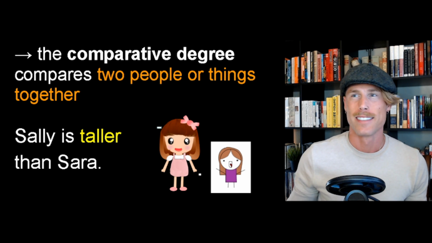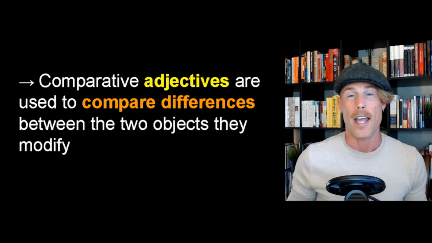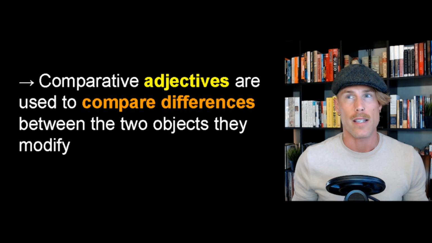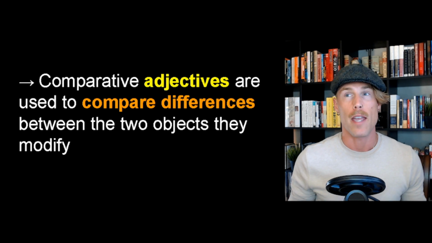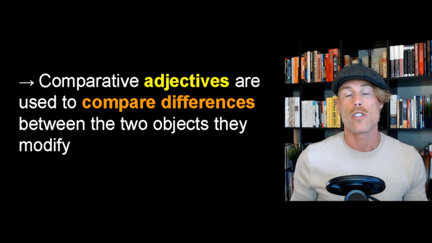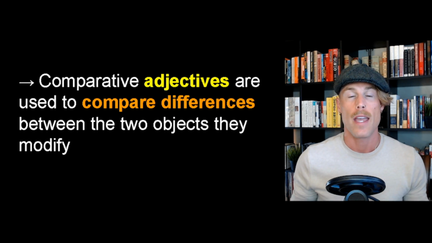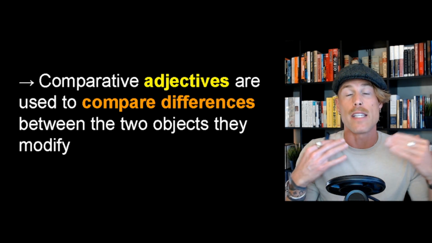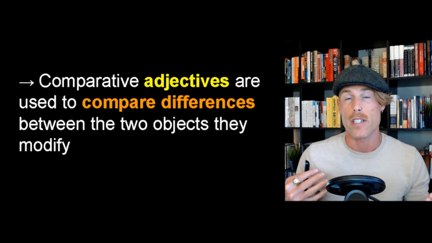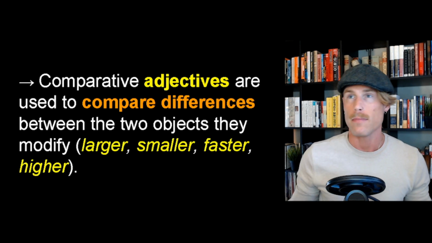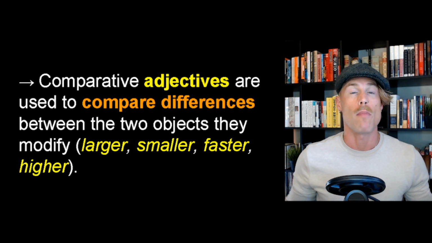Photoshop or something. Okay, comparative adjectives are used to compare differences between 2 objects or people that they modify. So the adjective describes or modifies the noun, and the comparative adjective compares these differences that the adjective describes. Larger, smaller, faster, higher.